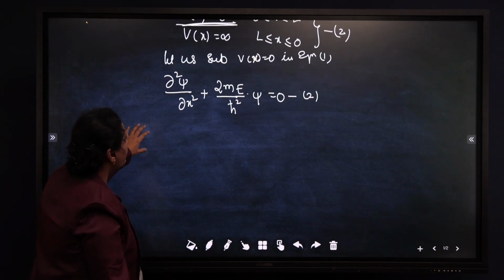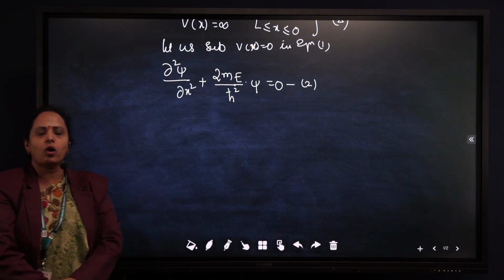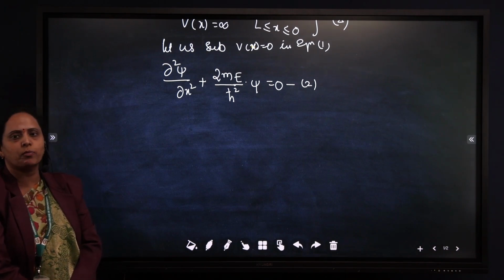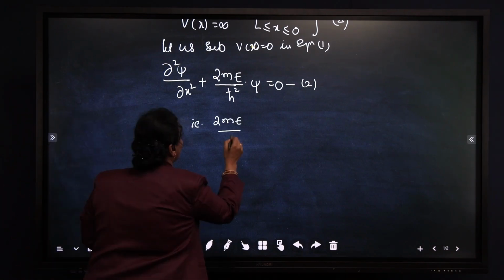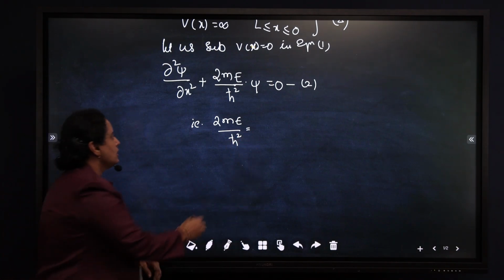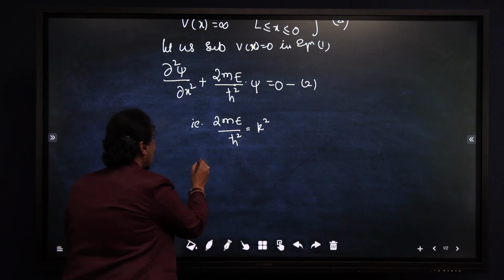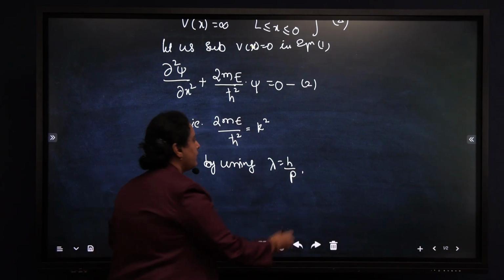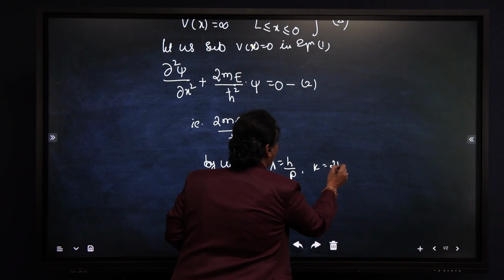But what is 2mE by h bar square? According to quantum mechanics, the value of 2mE by h bar square is k square. 2mE by h bar square is nothing but k square. How? By using lambda equals h by p and k equals 2 pi by lambda.